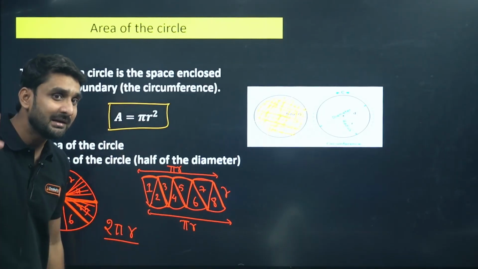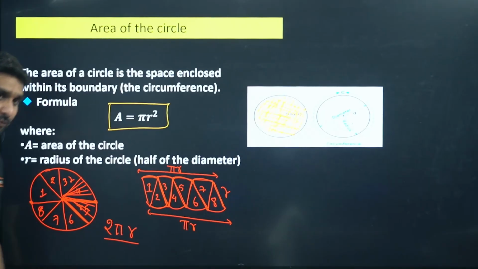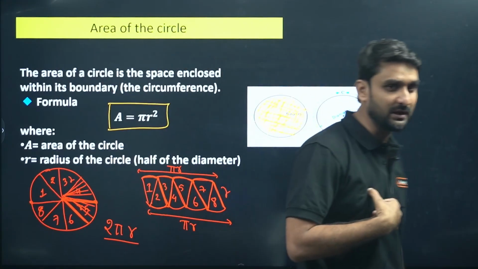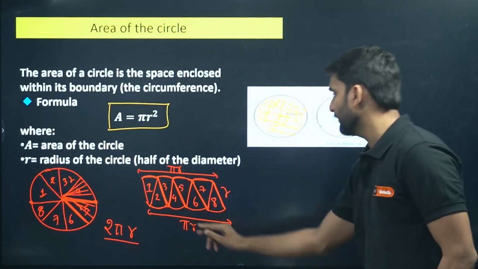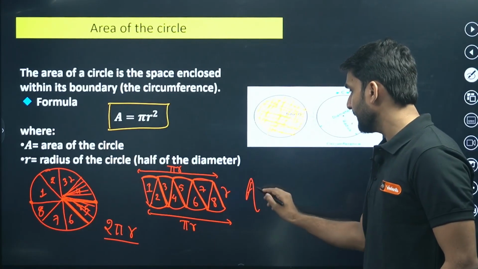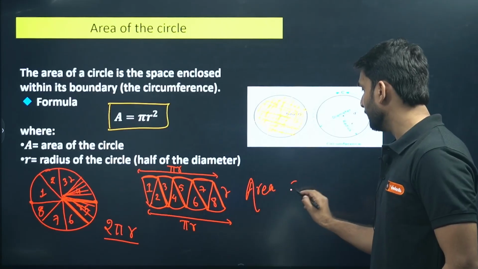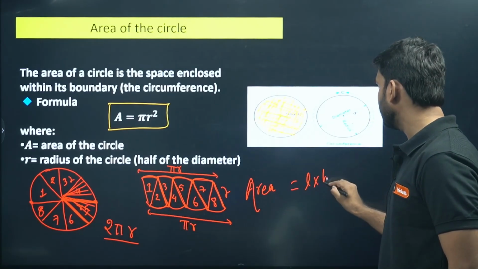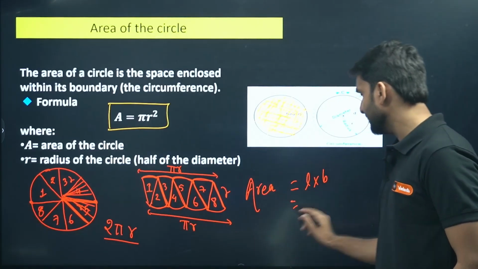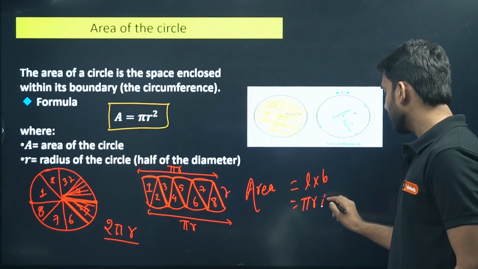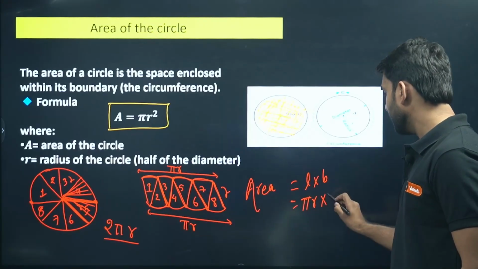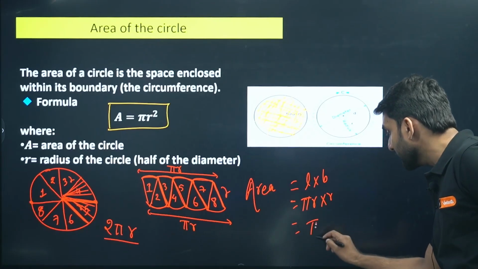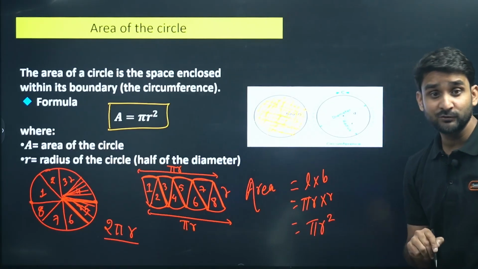And we know the area of a rectangle. Can you tell me what is the area of a rectangle? We all know that the area of a rectangle is the product of length and breadth. So the area of this structure will be the product of length and breadth. What is the length? That is pi r. And what is the breadth? That is r, the radius. So what are we getting here? The new formula, pi r square.